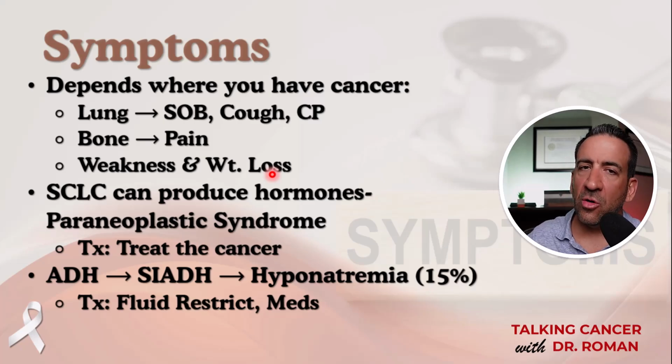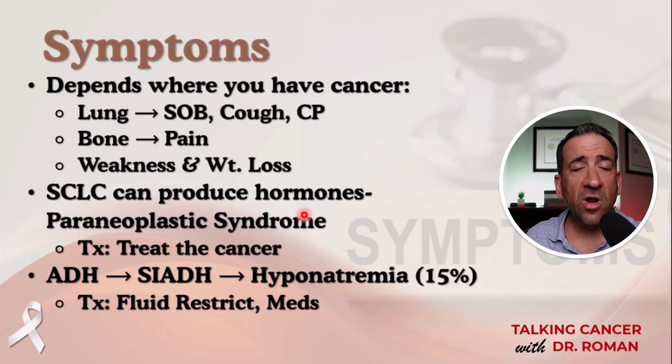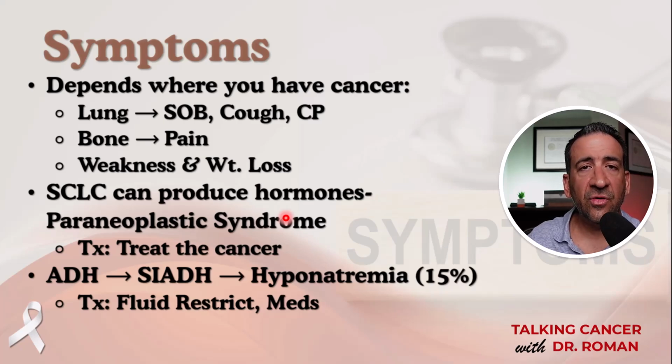Now, this can be a little confusing, especially for patients, but you really need to know this. Small cell lung cancers can produce hormones. Remember, they're part of the neuroendocrine tumor family, so they can produce hormones. And sometimes patients with small cell lung cancer can develop syndromes that are called paraneoplastic syndromes. It's because their lung cancer is producing hormones. So the lung cancer is giving you symptoms, but these hormones can also give you other symptoms.